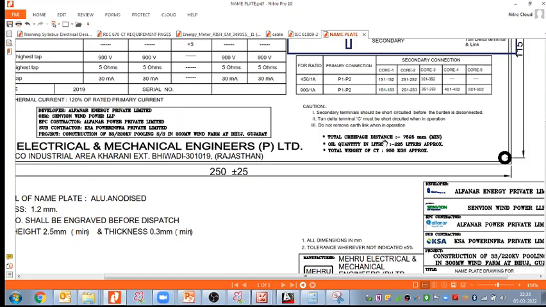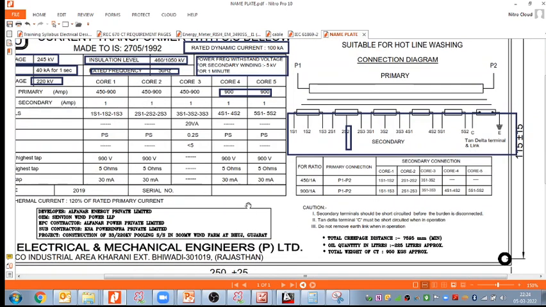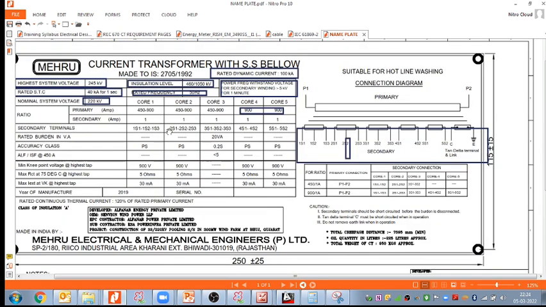Creepage distance was not discussed, but I'll try to discuss that tomorrow in the next class. Oil quantity in liters: 225 liters of oil we are putting in this CT. Total weight of CT is 950 kilogram. I think that is the rating plate.